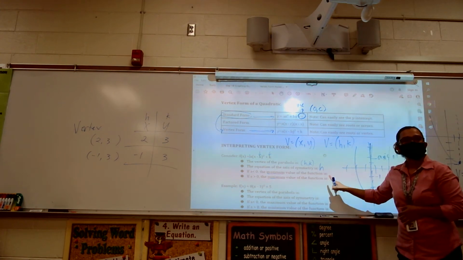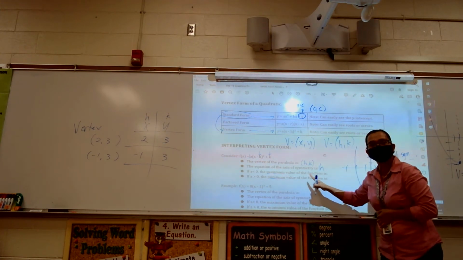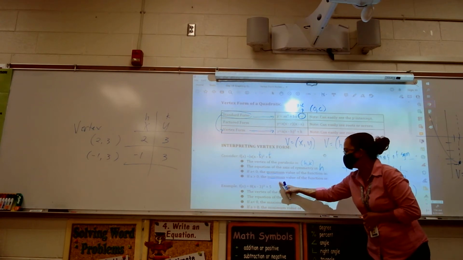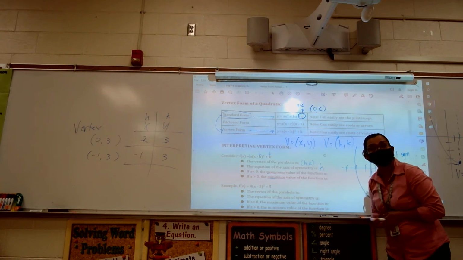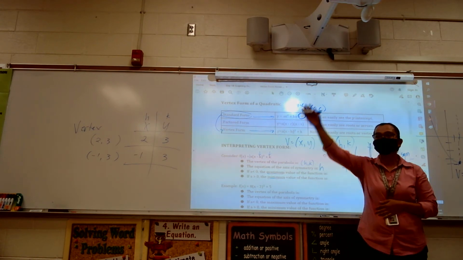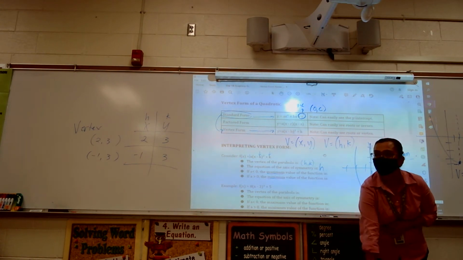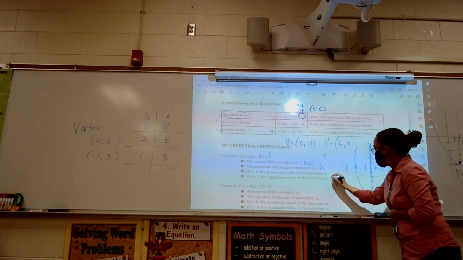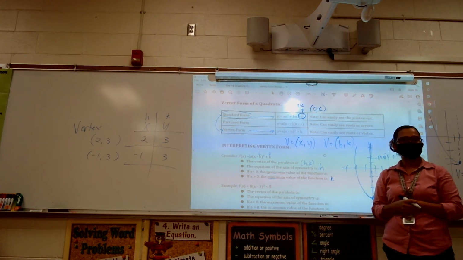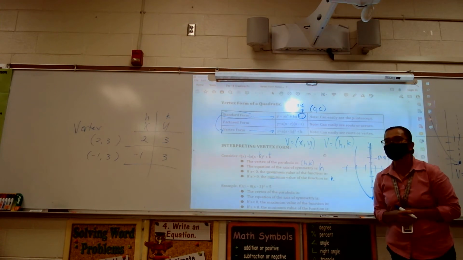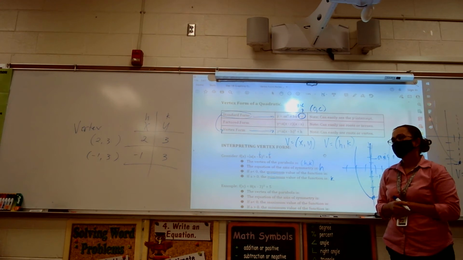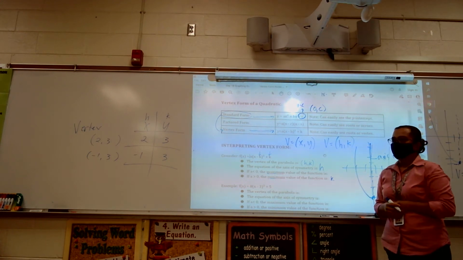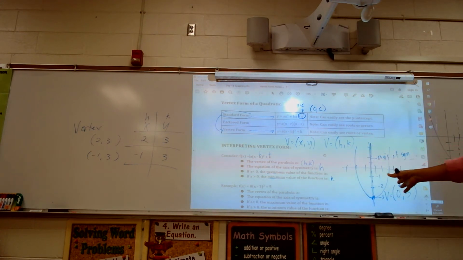So, what letter represents the high point or low point of the vertex, the maximum and the minimum point? Is it the H or the K? Where can you find the high point or the low point? Okay, the K. There you go. Are we all getting this? I don't think so. Okay, I can explain that in a second. They can take notes.